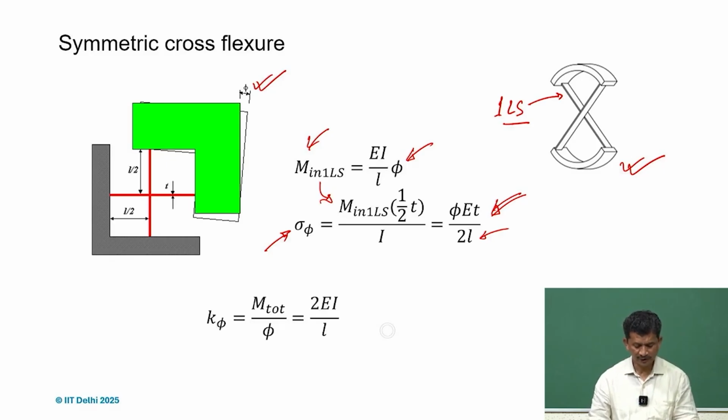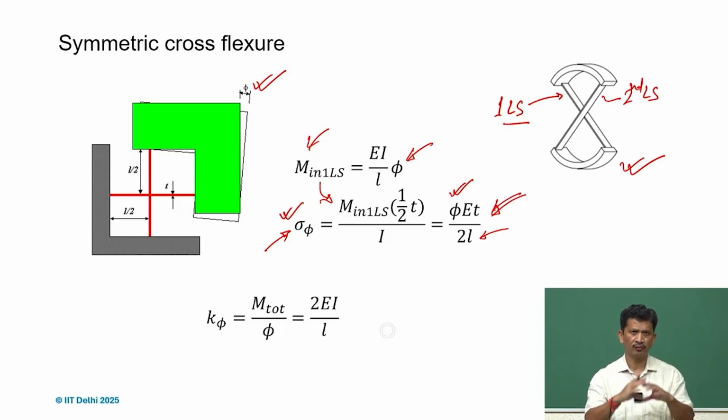What happens in this case? Yes, so sigma, the stresses, and phi are related, and this is true for both. The second leaf spring will also have the same deformations, right? So it will also go to the same extent.